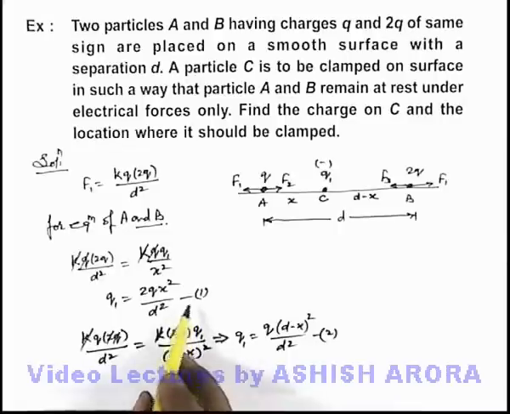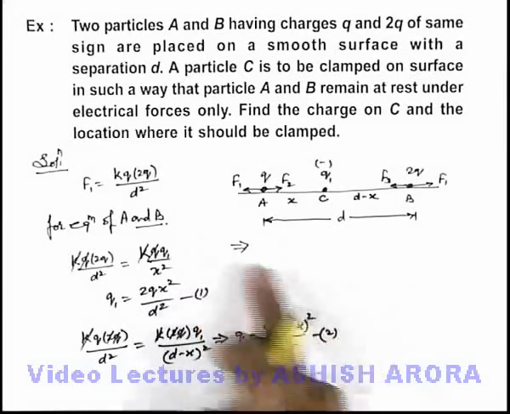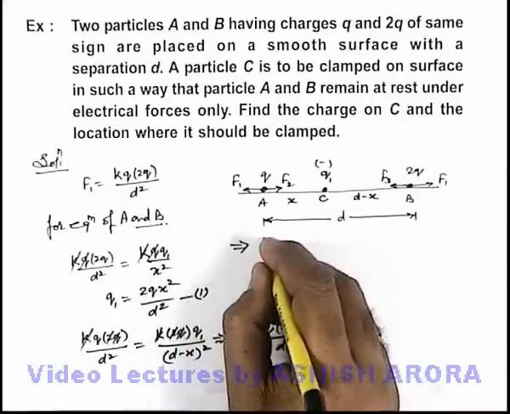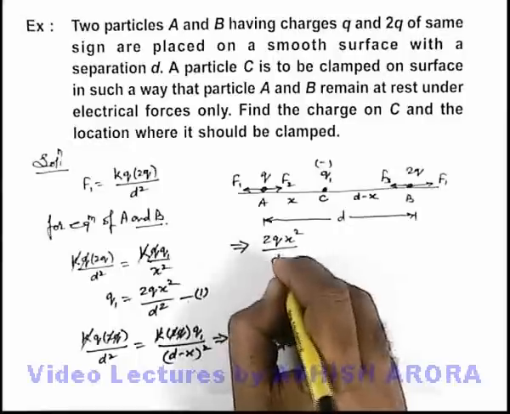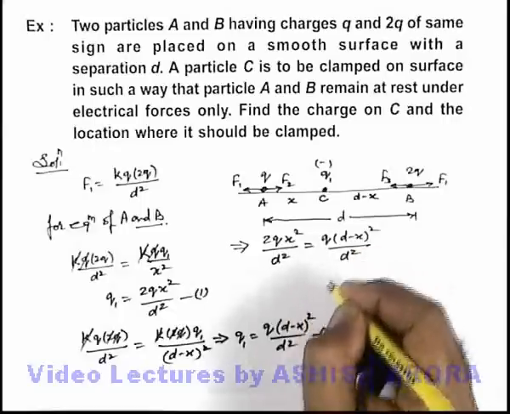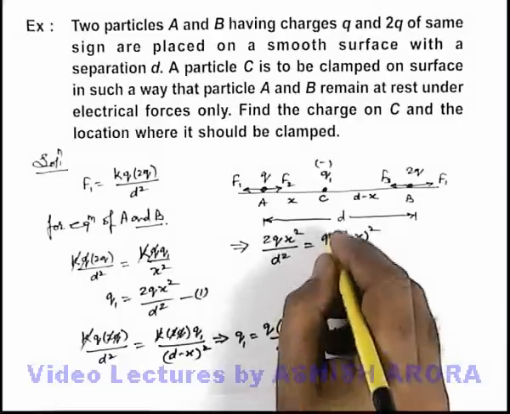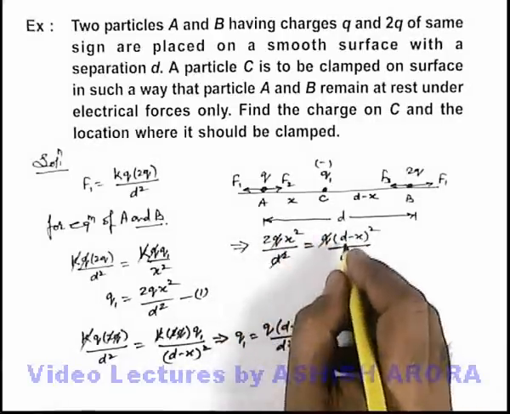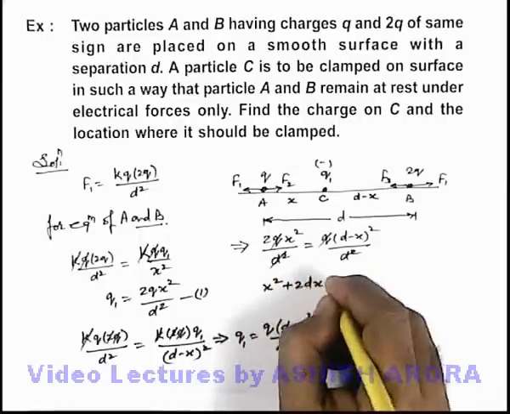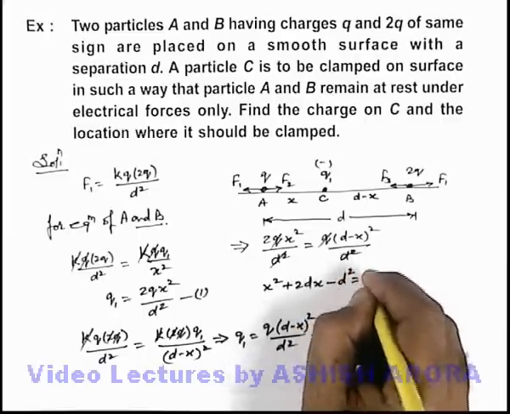Now from these two equations, we equate the values of Q1. For utilizing the space, I am solving it here. From equations 1 and 2, 2QX square by D square equals Q multiplied by D minus X square by D square. On simplifying, Q gets cancelled out and D square gets cancelled out. We get X square plus 2DX minus D square equal to 0.